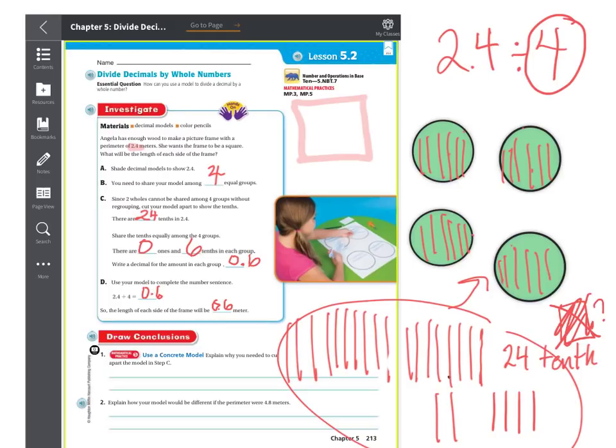So I want you to answer number 1. How come you need to cut apart the models here? Why did we need to take this and turn it into this? Why? So you're going to answer that question here. Explain why you need to cut apart the model in step C. So I want you to write your answer there. Okay? We're going to skip number 2 for that one. Okay, let's go ahead and move on to page 214.